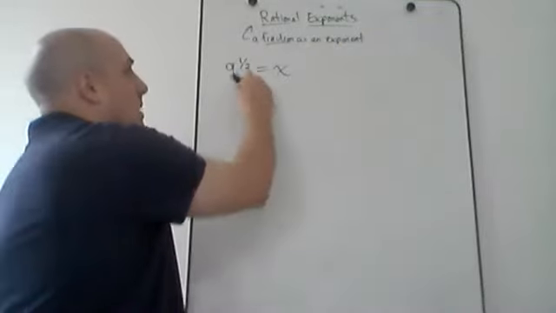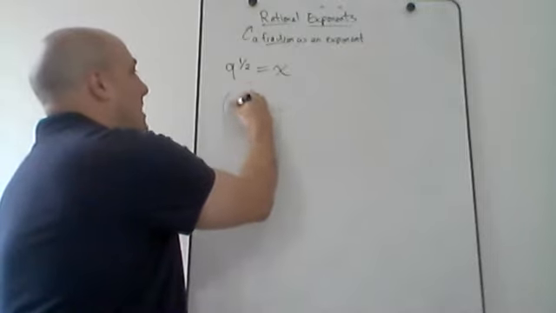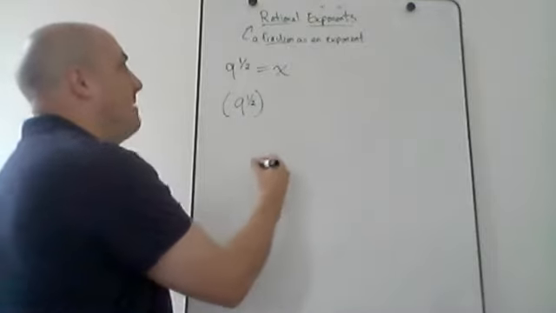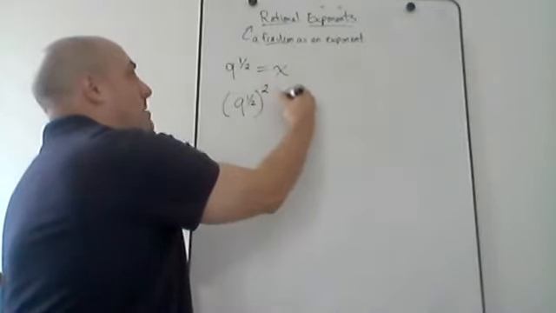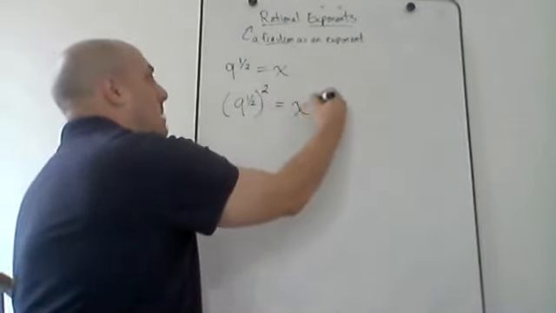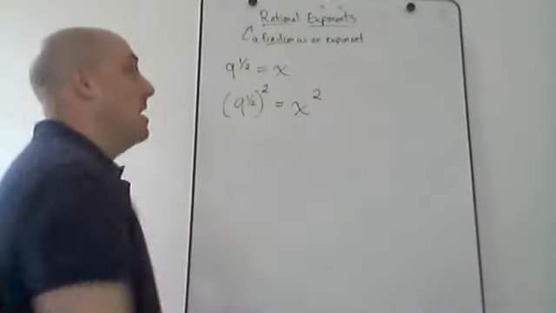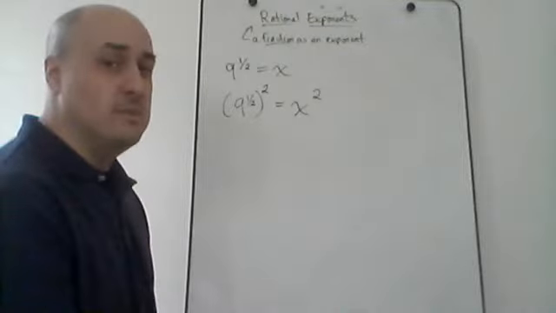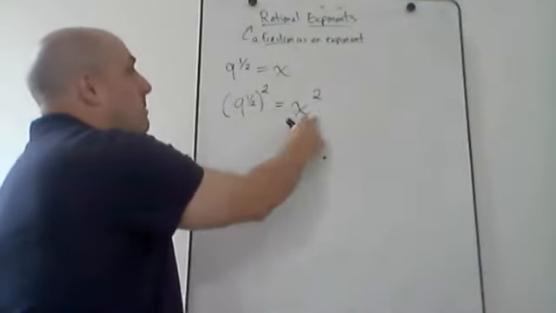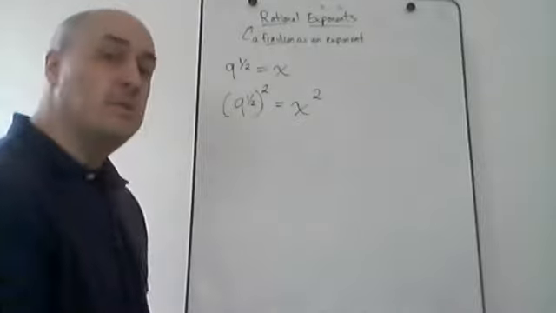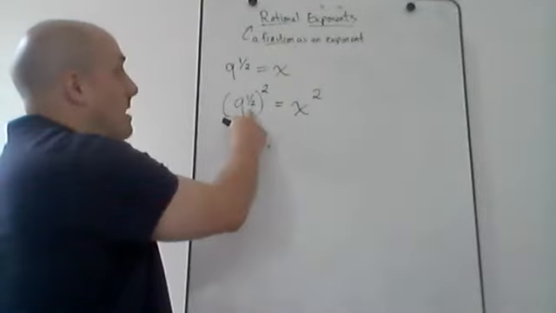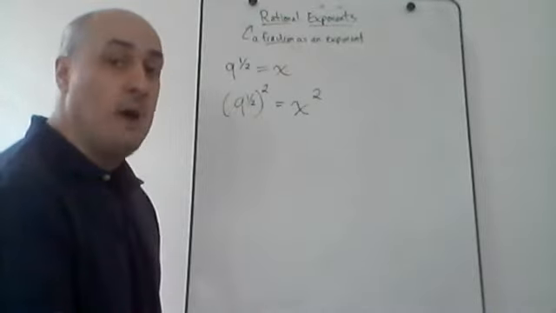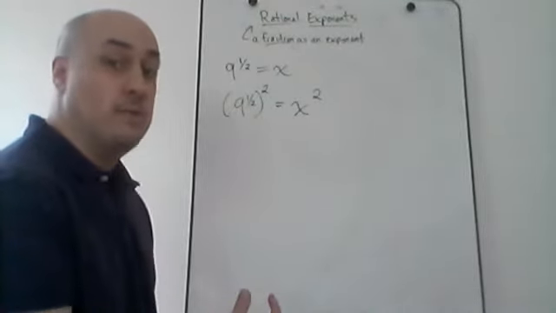If I go back to the rules, or the laws, of exponents, if I have 9 to the 1/2 power, and I square that, well, I'm allowed to do that as long as I square both sides of the equation. I'm working with an equation now, so whatever I do on one side, I have to do the same thing on the other side. So I'm going to square both sides of the equation. The reason I do that is because what I've created here is a power raised to a power, and when I have a power to a power, according to the laws of exponents, I multiply those two together.